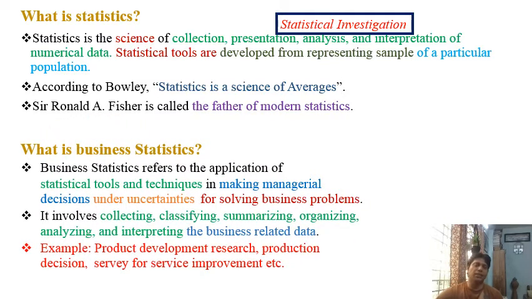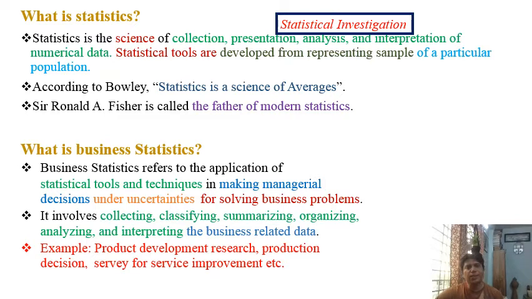So what is business statistics? Business statistics is a vital part of statistics. Business statistics refers to the application of statistical tools and techniques in making managerial decisions under uncertainties for solving business problems. So here, focus on three things. Statistical tools and techniques are mainly used by the manager for making managerial decisions. And these decisions are mainly based on situations of uncertainty for solving business problems.